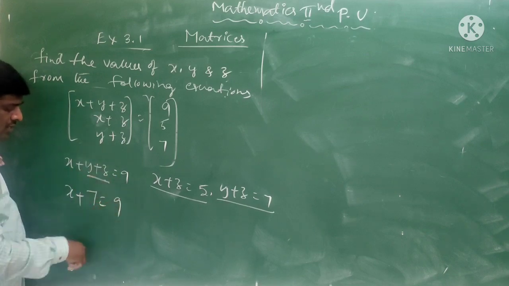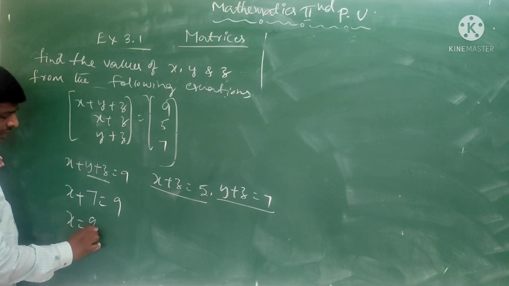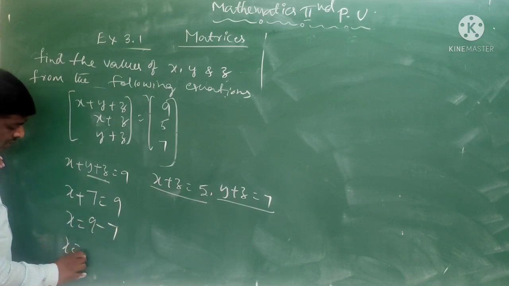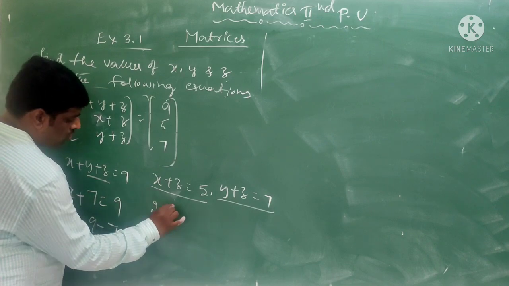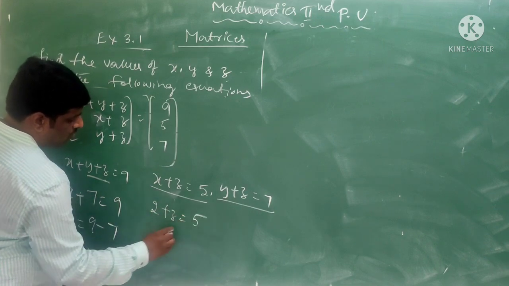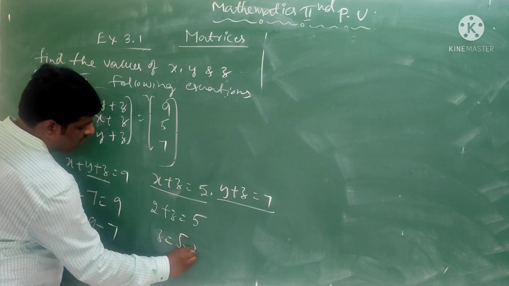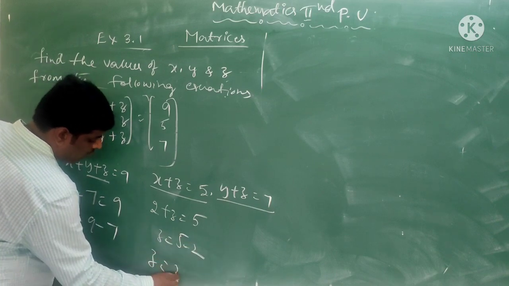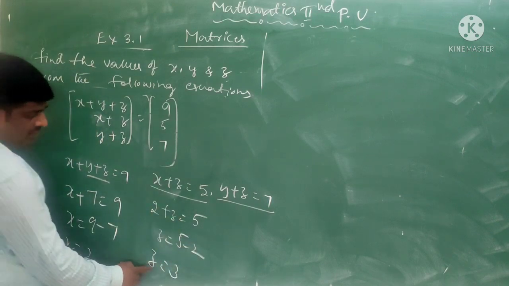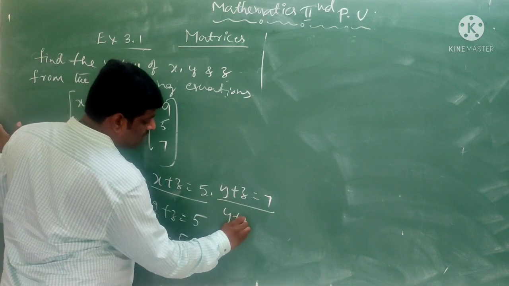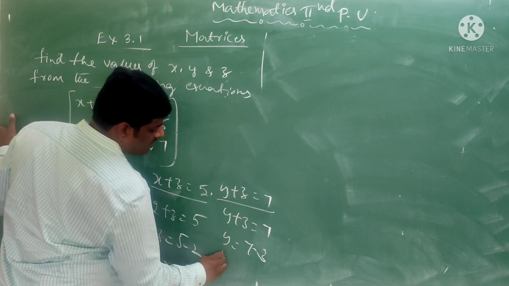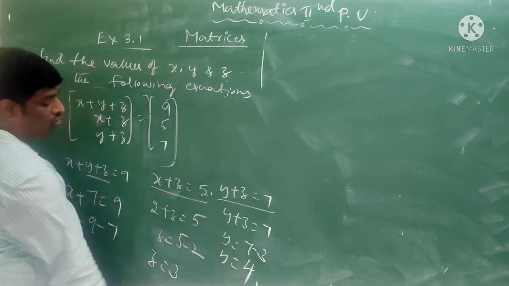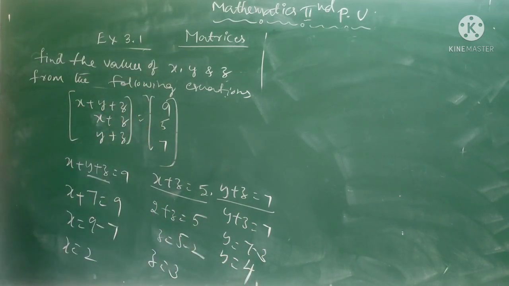Instead of y plus z, we can write 7. x plus 7 is equal to 9. x is equal to 9 minus 7. x is equal to 2. Here x is equal to 2 means z is equal to 5 minus 2, z is equal to 3. z is equal to 3 means y is equal to 7 minus 3, y is equal to 4. Okay, I think all of it is clear.